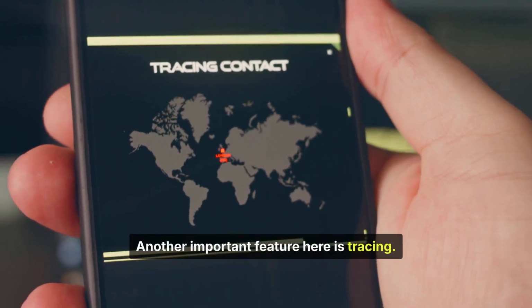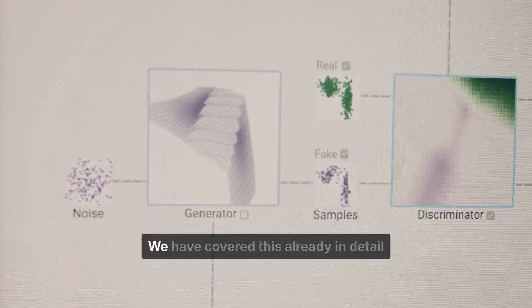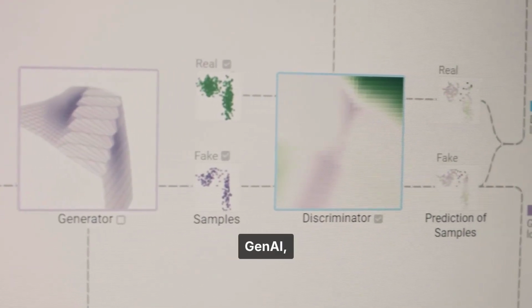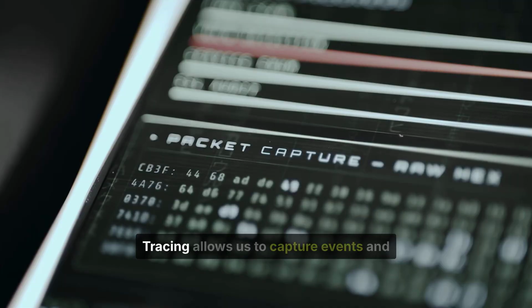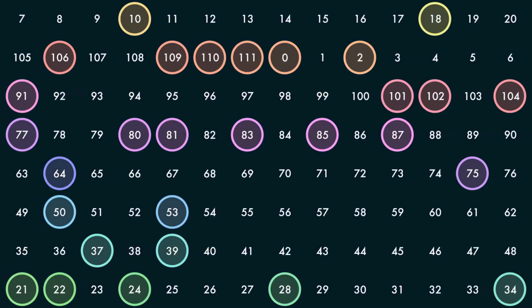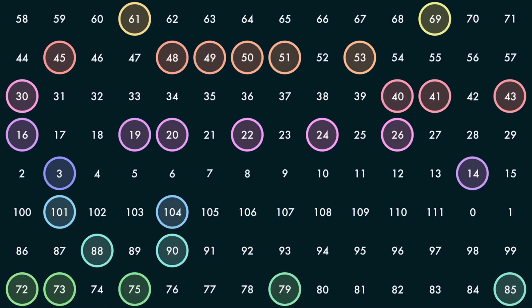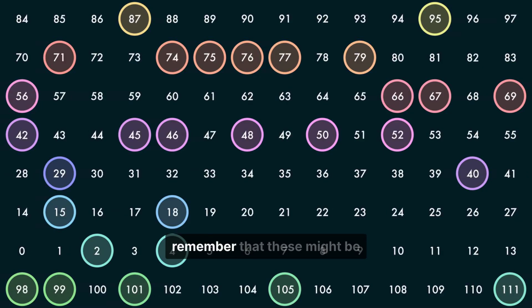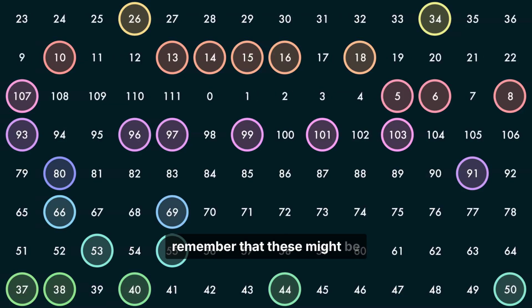Another important feature here is tracing. This, remember, is tracing in the context of the Azure AI Foundry. We have covered this already in detail while talking about Gen AI, and the Azure OpenAI resource was just a very quick reminder. Tracing allows us to capture events and states and is enabled at the level of the Azure AI Foundry, and it relies on OpenTelemetry and Azure Monitor. Tracing is particularly important in agents, and that is because we need it to identify inaccurate tool calls, misleading prompts or responses, high latency in specific steps, and also low-quality outputs.